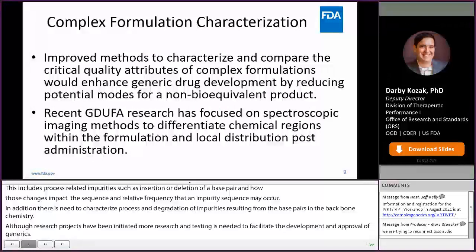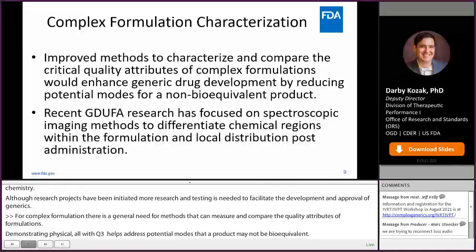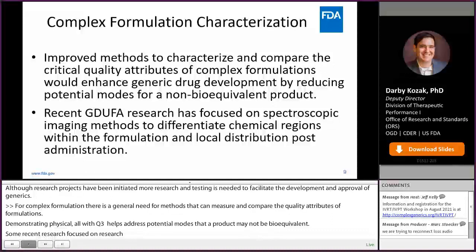For complex formulations, there's a general need for analytical methods that can measure and compare the critical quality attributes of formulations. Demonstrating comparable physical-chemical, or Q3 properties, helps address and limit potential modes that a product may not be bioequivalent. Some recent GDUFA research is focused on imaging methods that incorporate spectroscopic analysis to provide a more informative and quantitative analysis. These can be used to differentiate chemical regions within the formulation and local distribution post-administration.